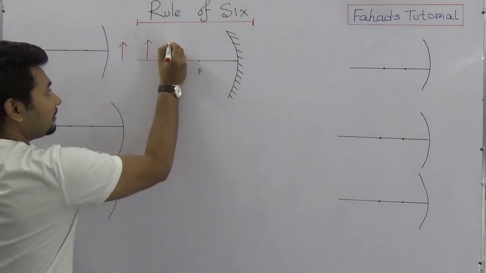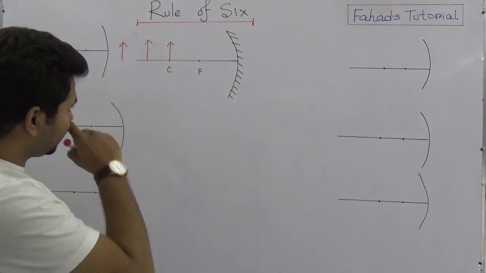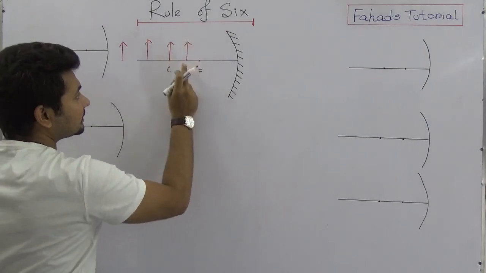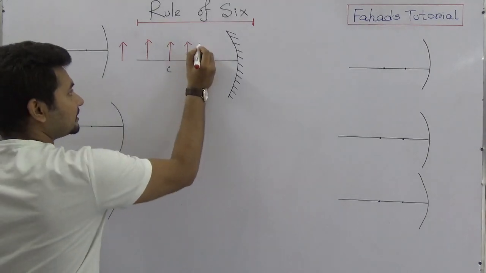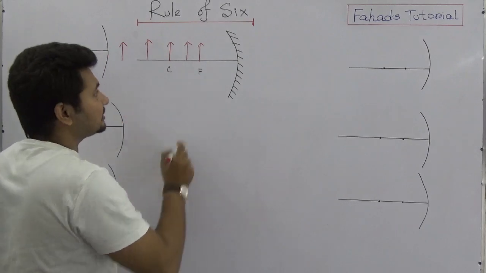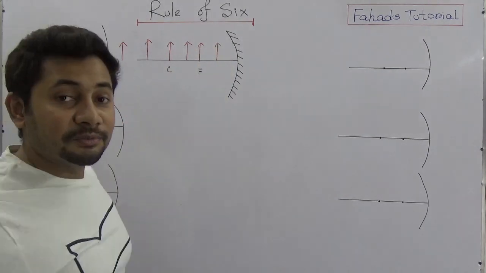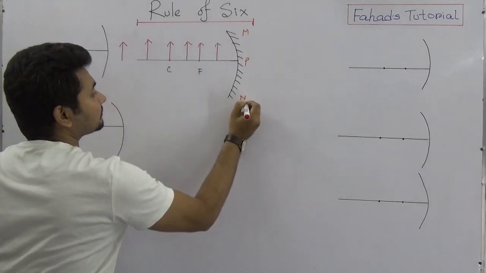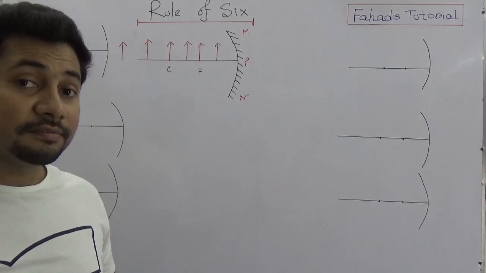The object at the center of curvature is number 3. The object between the center of curvature and the principal focus is number 4. The object at the focus is number 5. And the 6th position is the object between the focus and the pole of the mirror. Now you may think, why is this called the rule of 6?